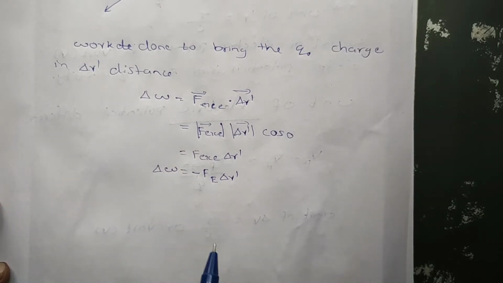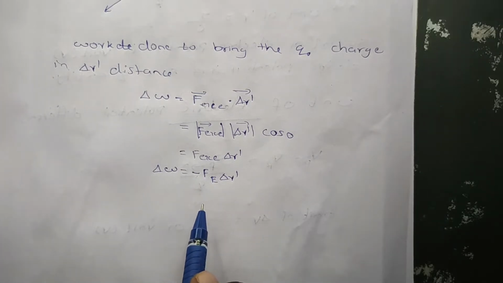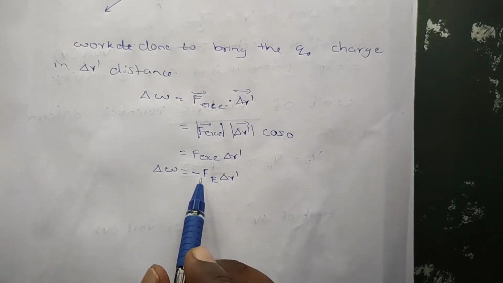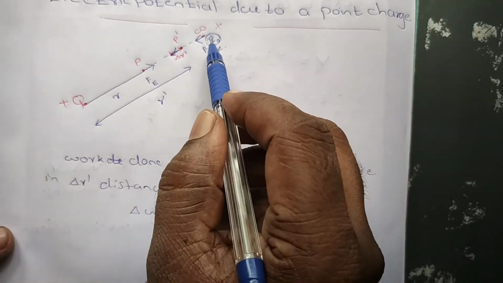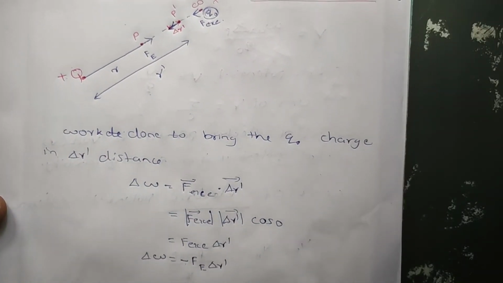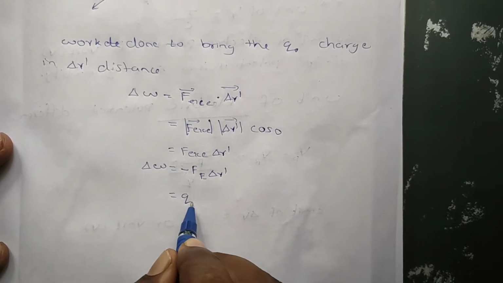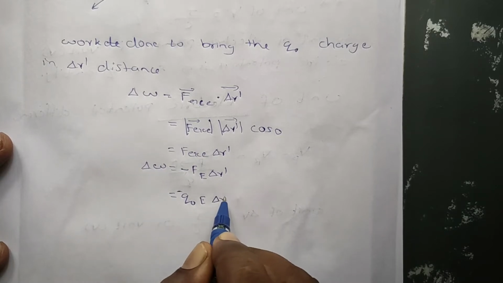Okay, so what is this? What is this Fe? This is a Coulomb force. What is the force exerted by this Q naught charge at this P dash point? That is equal to Q naught into E, with a minus sign, into delta R dash.